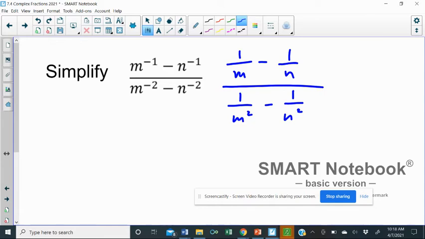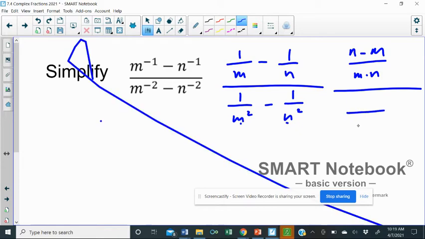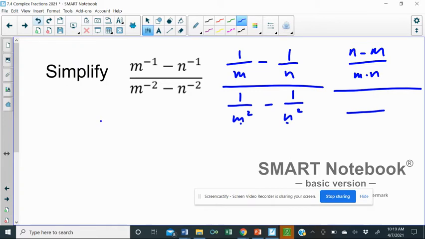First method, deal with your first numerator. M times N, right? M is missing the N, so it's going to be N minus N. Denominator, M squared and N squared, right? Ooh, sorry. M squared is missing the N squared, and the same thing.